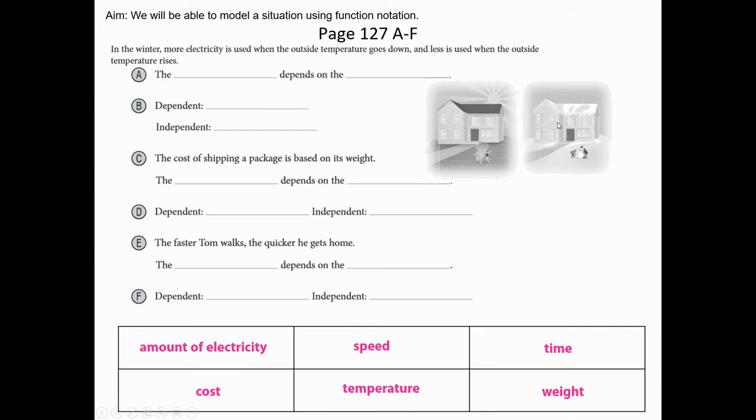Hopefully you took your time to try that. But let's go ahead and fill this out. The situation with electricity and outside temperatures clearly is talking about the amount of electricity being used depending on how hot or cold it is, the temperature. So in this case, if I was going to write a function, the dependent would be the amount of electricity and the independent would be the temperature, which kind of makes sense.